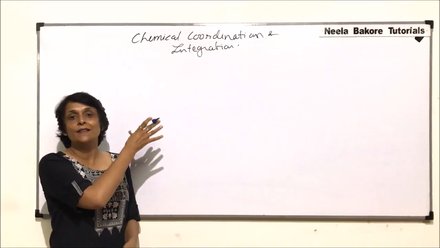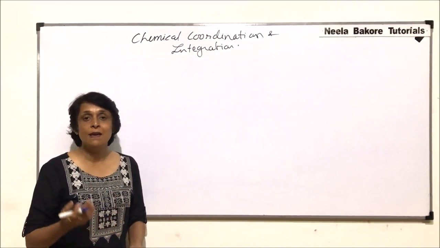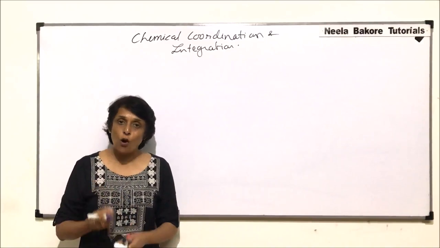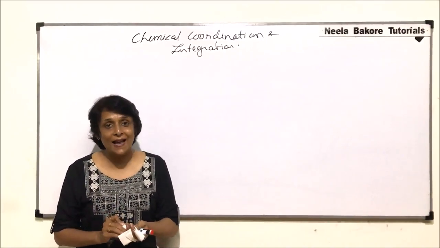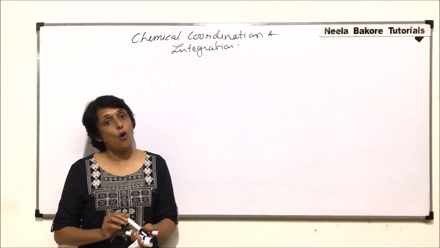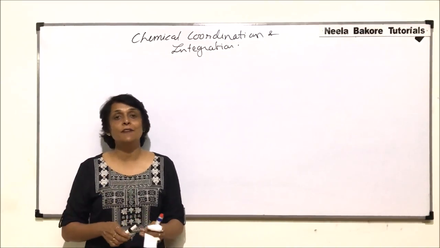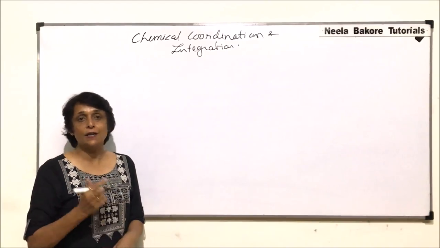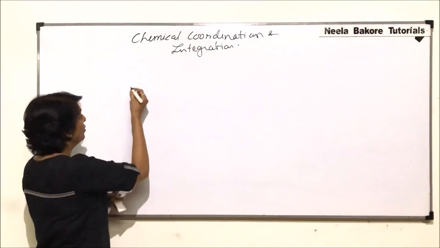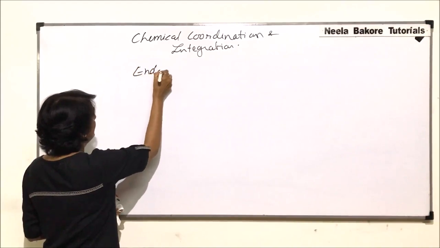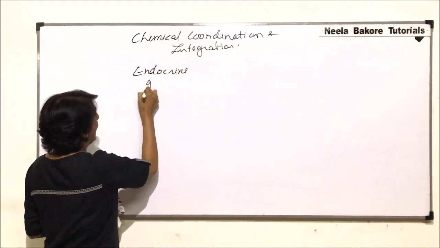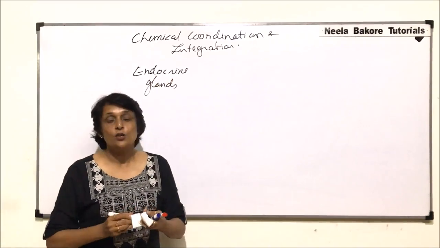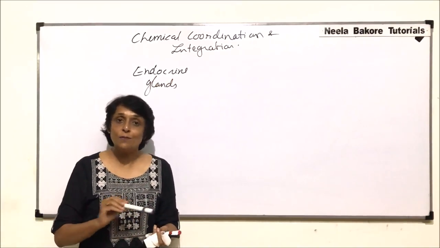We can also write this chapter as endocrine system, where we would be discussing all endocrine glands, their structure, the hormones which they secrete, as well as the functions of those hormones. But before that, we need to understand that when we are talking of chemical coordination, there are two things. First, the endocrine glands, and these endocrine glands, they are ductless glands. So we will start with these types of glands.